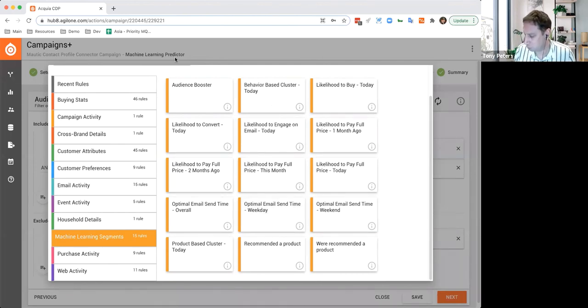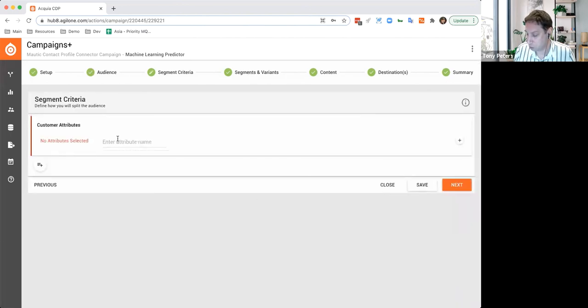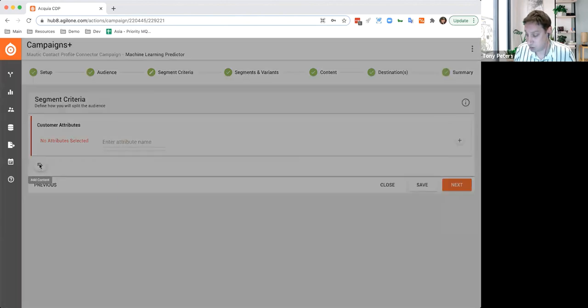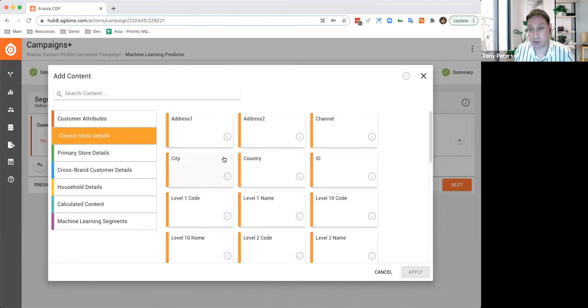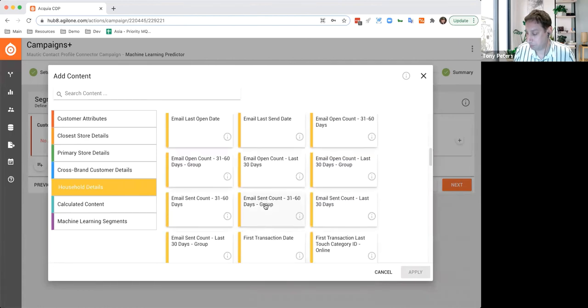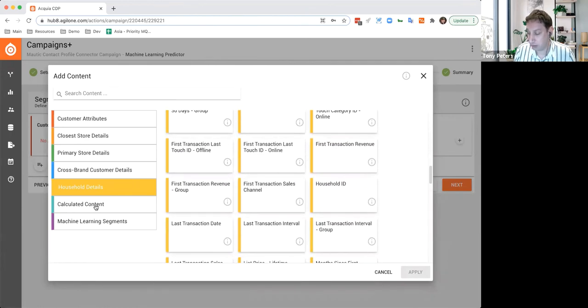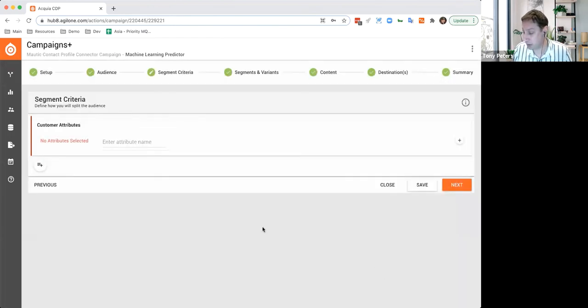It's really, really powerful stuff. So the CDP is allowing us to choose that audience. Maybe we want to exclude some people as well. So we're choosing our audience here, and we're starting to add some segment criteria. Maybe we've got some customer attributes, like the people with the closest store, for instance. Maybe their household details, that we know they have children or something. The amount of revenue within a time frame or something. So we might then say, okay, the customer attributes, how we want to split that audience out.